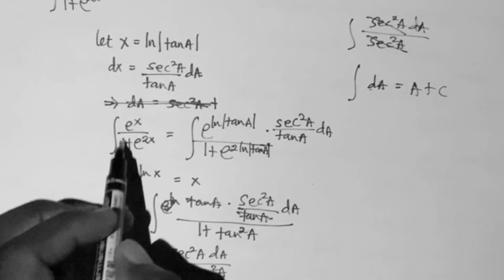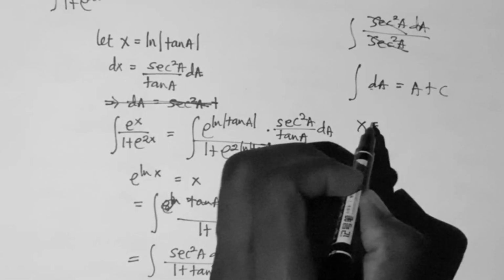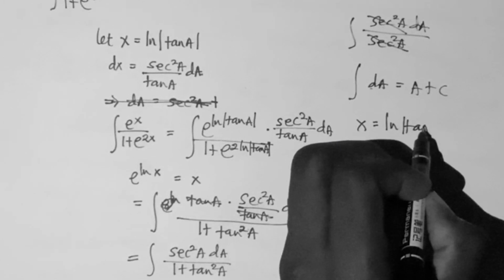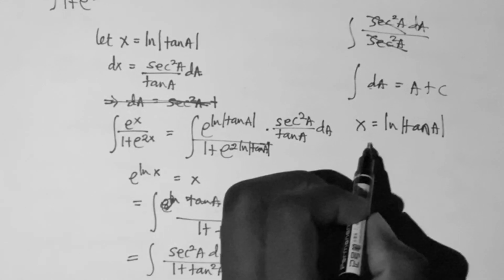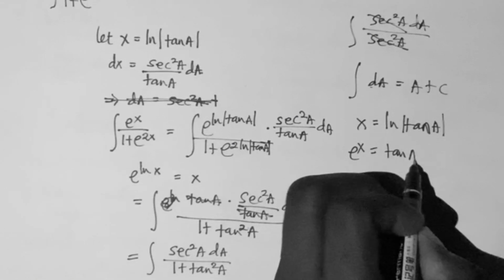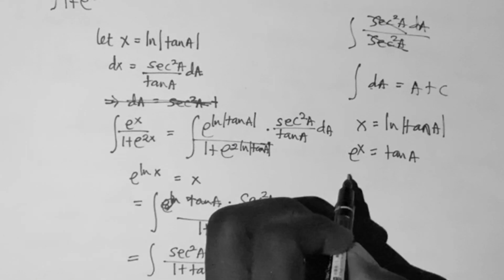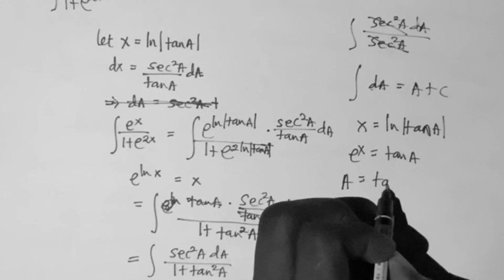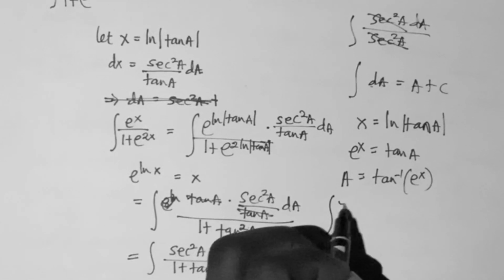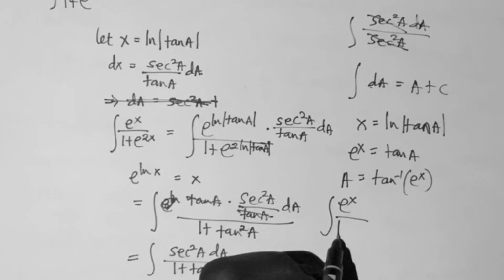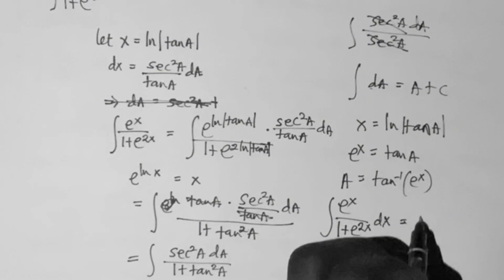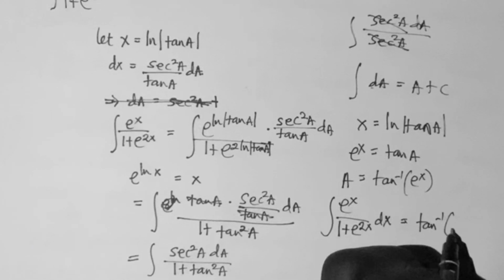But we said that x is equal to natural log of the absolute value of tan a. So we are going to find a from here. This means that exponent x is equal to tan a, and therefore a is equal to tan inverse of exponent x. So the integral of exponent x divided by 1 plus exponent 2x dx is equal to tan inverse of exponent x plus c.